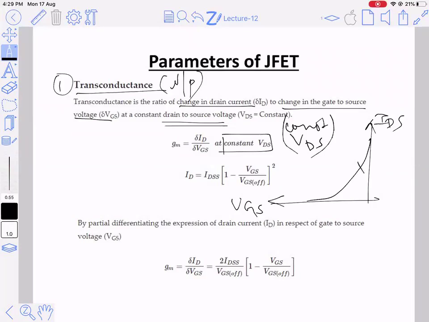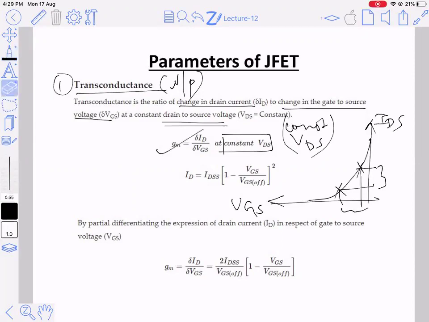If you pick up any 2 points, this is going to give you delta VGS, this is going to give you delta IDS, and you're going to get the GM value. So this is the graphical method.